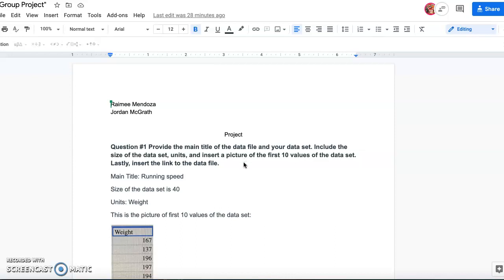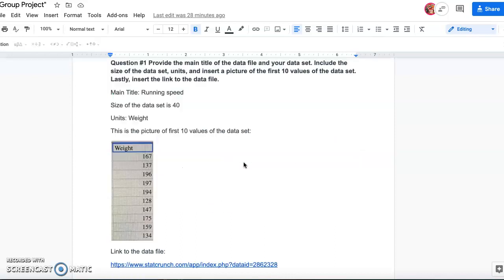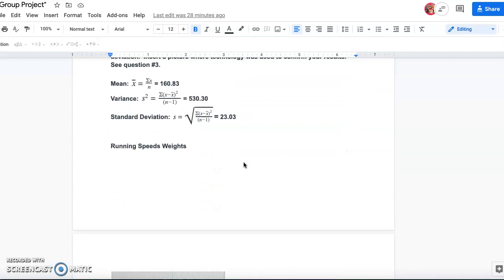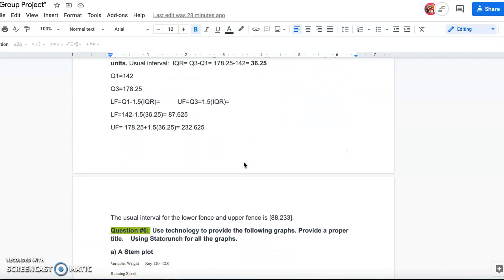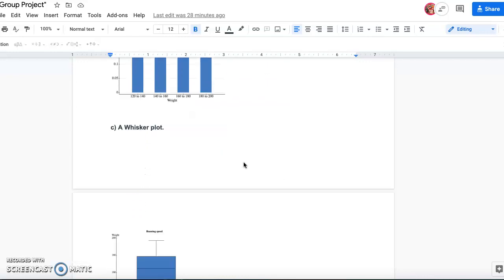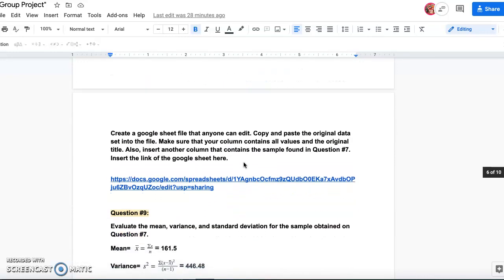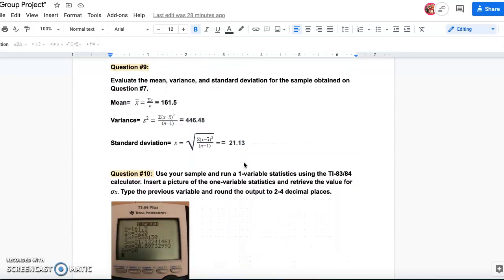I'll be doing the second portion of the project, which is from question 9 all the way down to question 16, I believe. So for question 9, it says evaluate the mean, variance, and standard deviation from the sample obtained on question 7.